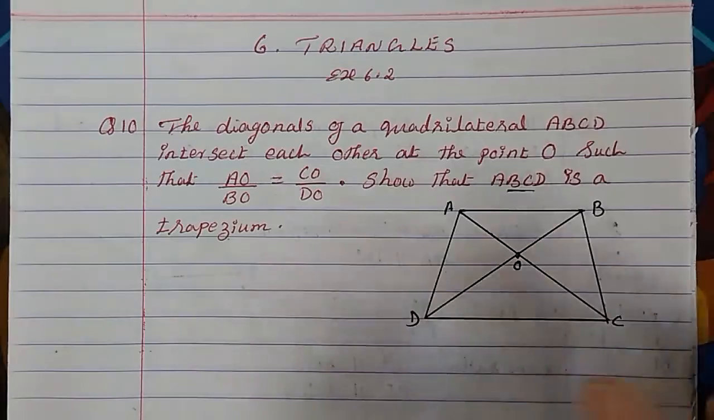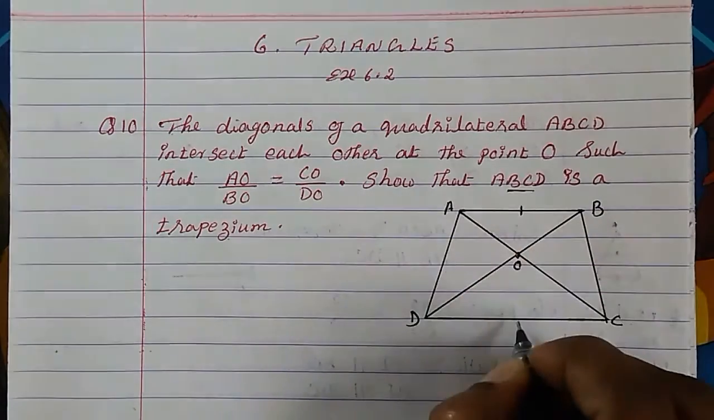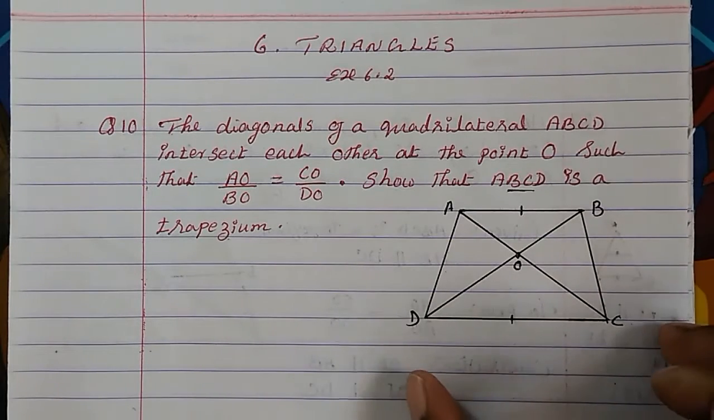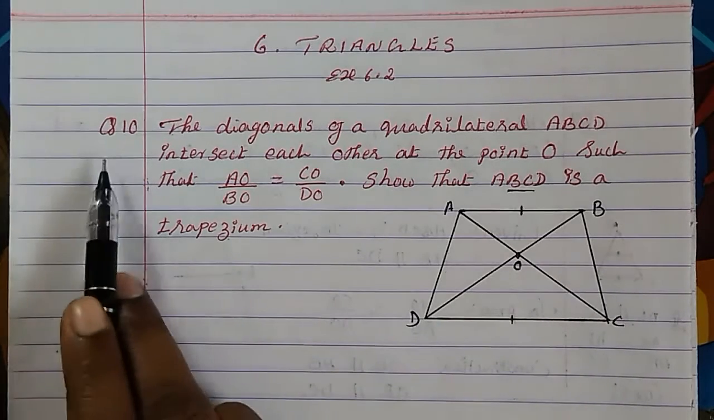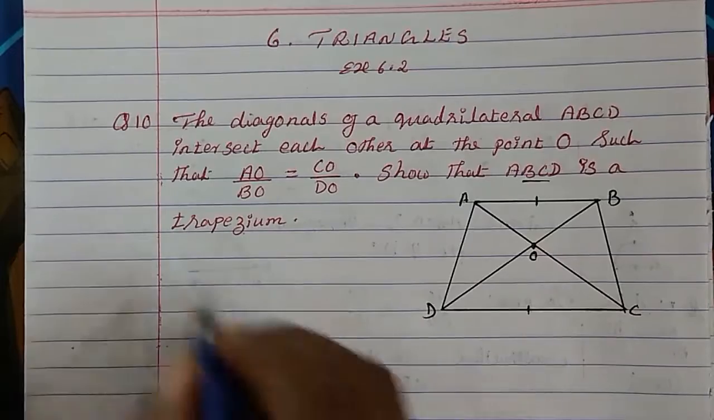So to prove that it is a trapezium, we have to prove that AB is parallel to DC. If we prove this, then we can say this is a trapezium. So let's begin now. Question 9, if you do, is just the converse of it. We are doing it here. So let's begin. What is given to us? Let's write down.